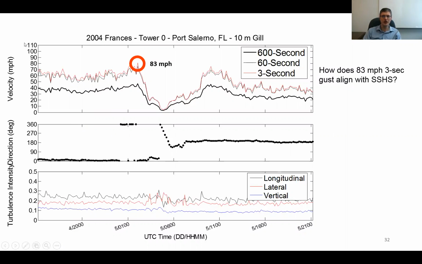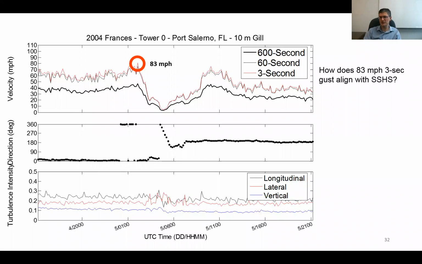This is the wind speed that was measured as time goes by on the horizontal axis. We've got three different traces here with different durations. The red one, the highest one, is a 3-second gust measurement, then a 1-minute measurement, and a 10-minute measurement. So they have different magnitudes. I'll show more illustrations further on. But the maximum 3-second gust that we measured with that tower from that hurricane happened to be 83 miles per hour.